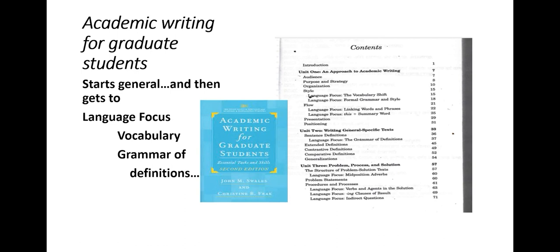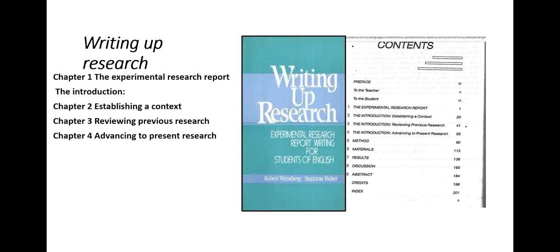The third book, the oldest of the three, and I don't even know if it's in print anymore, is called Writing Up Research, Experimental Research Report Writing for Students of English. This was a tremendous influence on me because it was my first textbook for teaching writing up research. If we look at the contents here, it starts with the experimental research report, the introduction, establishing a context, the introduction, reviewing previous research, introduction, advancing to present research. What I'm saying here is that you have four chapters that deal with writing the introduction.